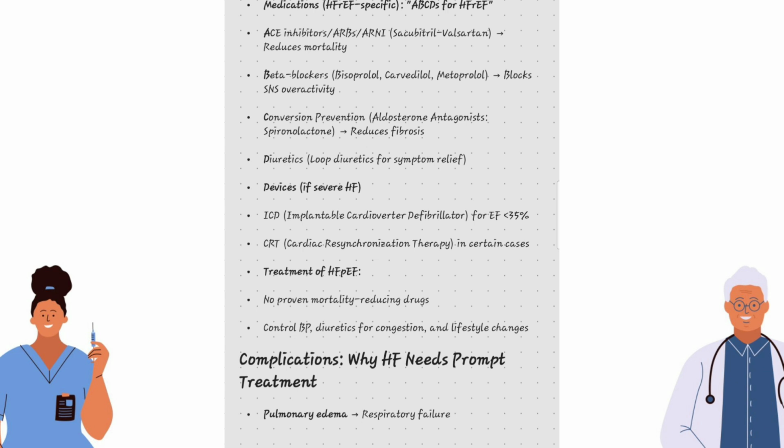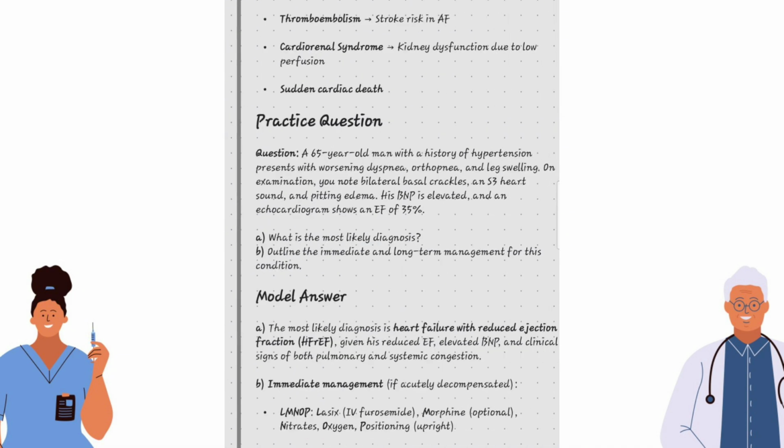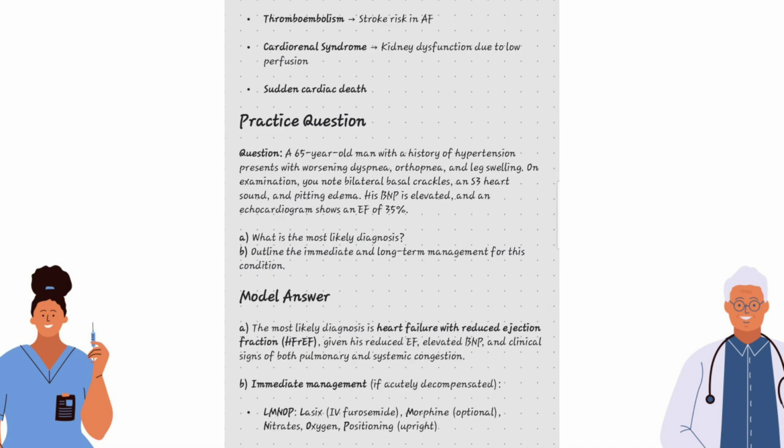Now, in the treatment, you have to remember that you have to control the blood pressure and give diuretics, and also your lifestyle changes. Now, finally, your complications: pulmonary edema could result in respiratory failure. You could have atrial fibrillation or ventricular failure. You could have risk of thromboembolism. You could have kidney dysfunction, and you could have sudden cardiac death.